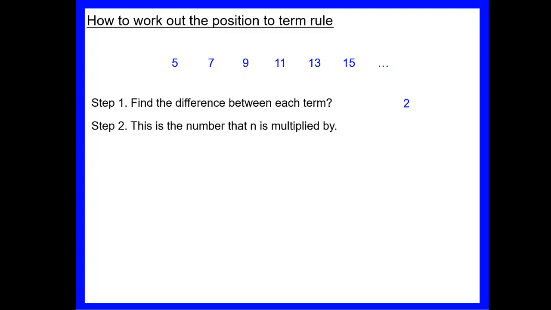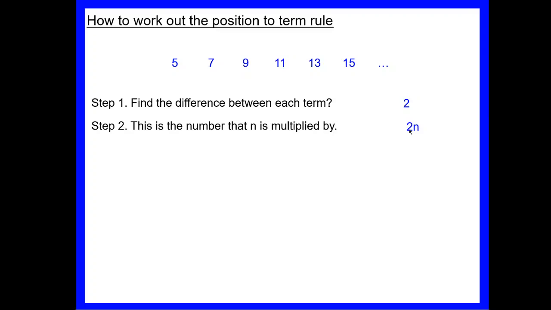The next step is that we're going to multiply that by n. So that's our position number, remember. N is the position. So this is 1, 2, 3, 4, 5, 6. So I could swap n for 1, 2, 3, 4, 5 or 6. So the difference between them, the term to term rule, multiplied by n, which is going to be our position number. Now the next step is to check our values.